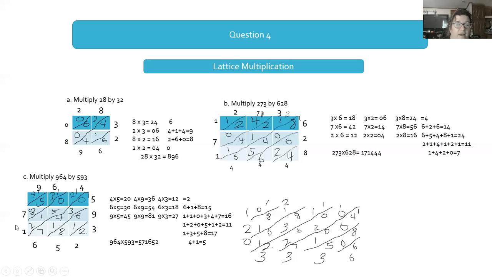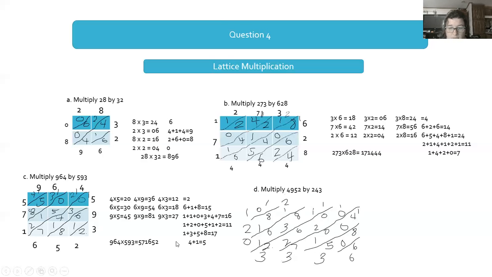I need one more click. That's what it was. Yeah, no, I was right. 1 plus 3 plus 5 plus 8, and we have 17. So make sure you put your 1 up here and your 7 down there. Okay. And then 4 plus 1 is 5. And that's going to give us 5, 7, 1, 6, 5, 2. And that's going to be our answer. So 964 times 593. That's our answer.